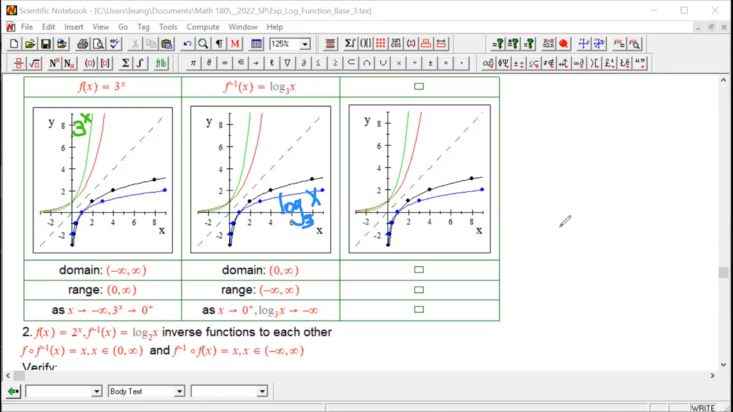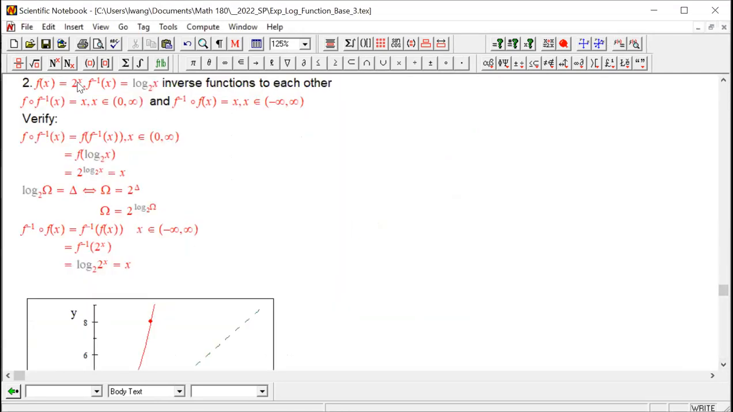Okay, so now let's verify another important property about inverse functions. We did that for log base 2, so now let's do it for base 3. Okay, base 3.